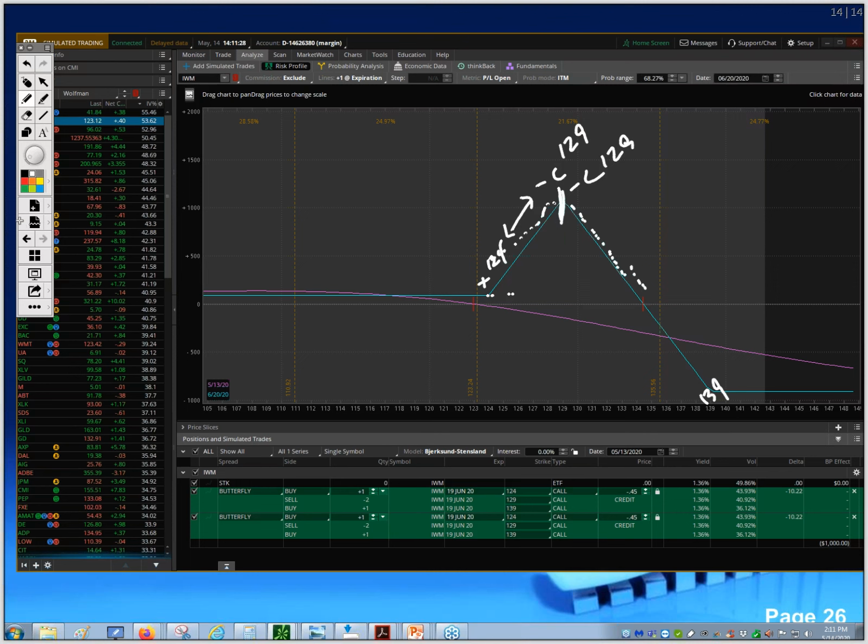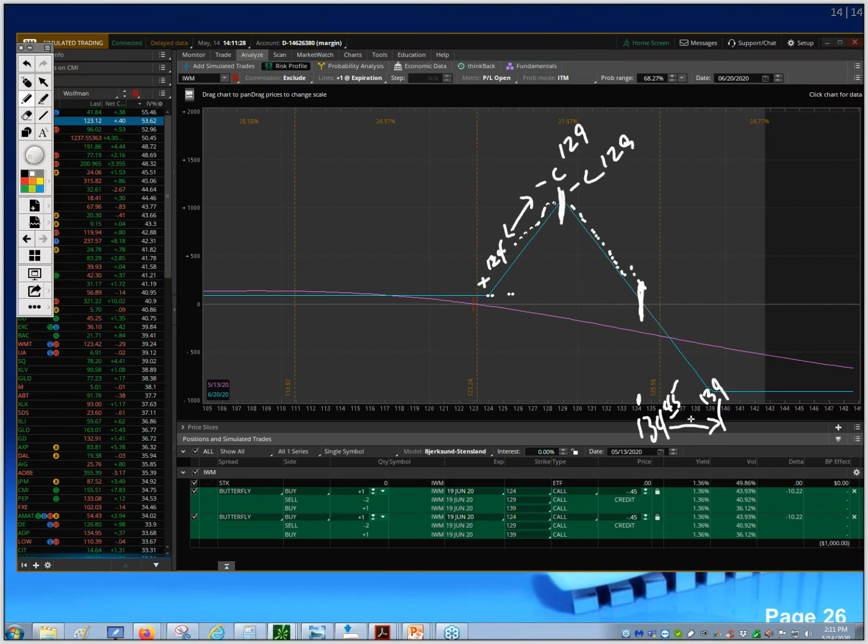So your break even is right here. And remember, that's at that 134 strike. 134 strike plus the credit received. So my break even is 134 to the upside plus the 45-cent credit. 134.45 is my break even. And then my max loss is from 134 to 139.